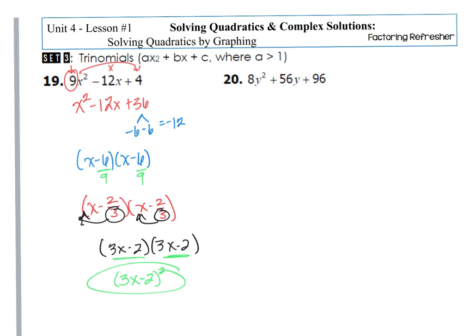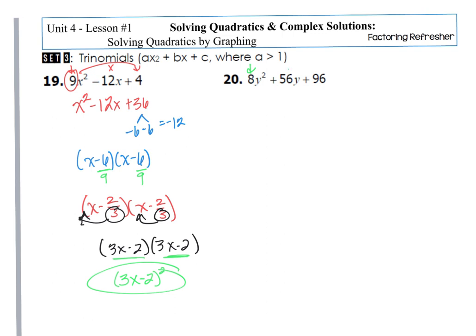Okay, last one in set 3, number 20. We have 8y squared plus 56y plus 96. Again, I have this 8 in front of my y squared. Check first to see if it comes out as a GCF. Does 8 go into 56? Yes, it does, actually, 7 times.